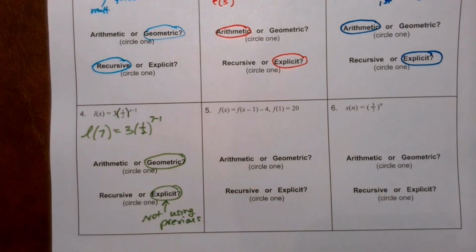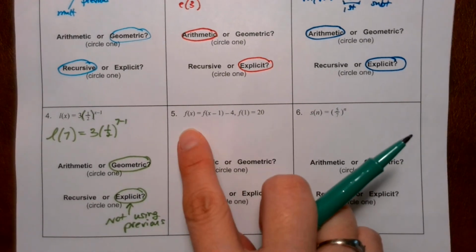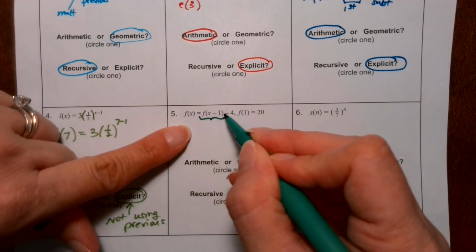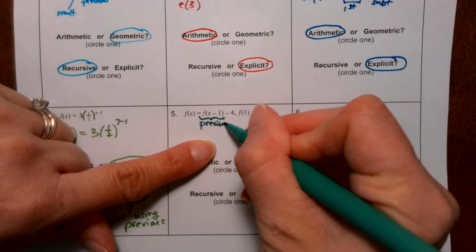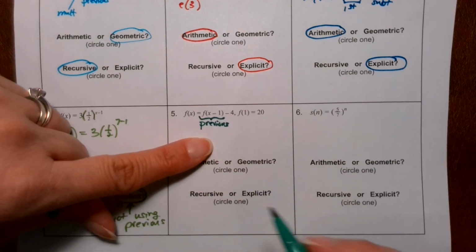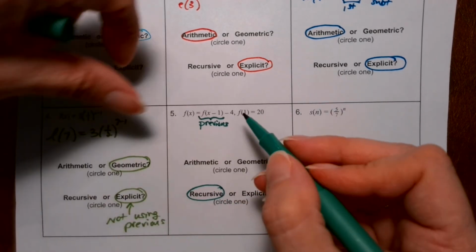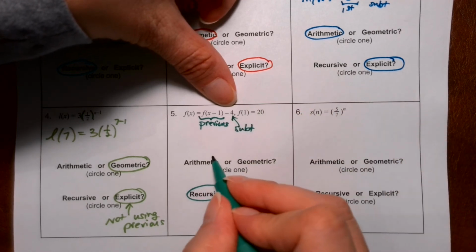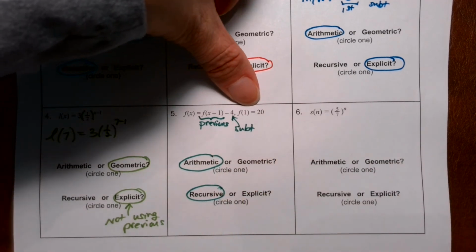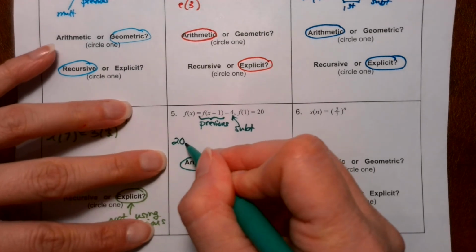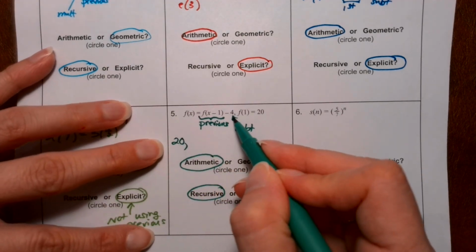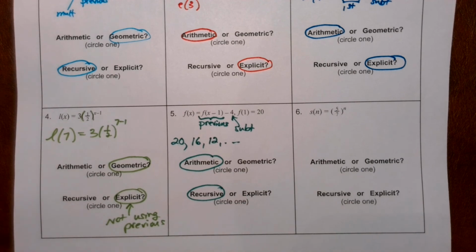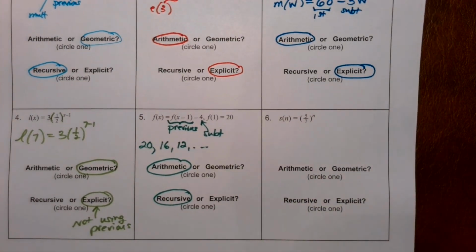Number 5, f of x equals f of x minus 1. Okay, f of x, and this is f of x minus 1. So this is definitely previous. As soon as you see a formula using previous, we're going to call it recursive. Okay, then I also notice that I take the previous and then I subtract 4. If the pattern is to subtract, it's arithmetic. Look at that, the first term is 20. Isn't that nice? The pattern says take the previous and subtract 4. So it would be 16. I would subtract 4. Oh, that's a fun pattern. Definitely arithmetic.